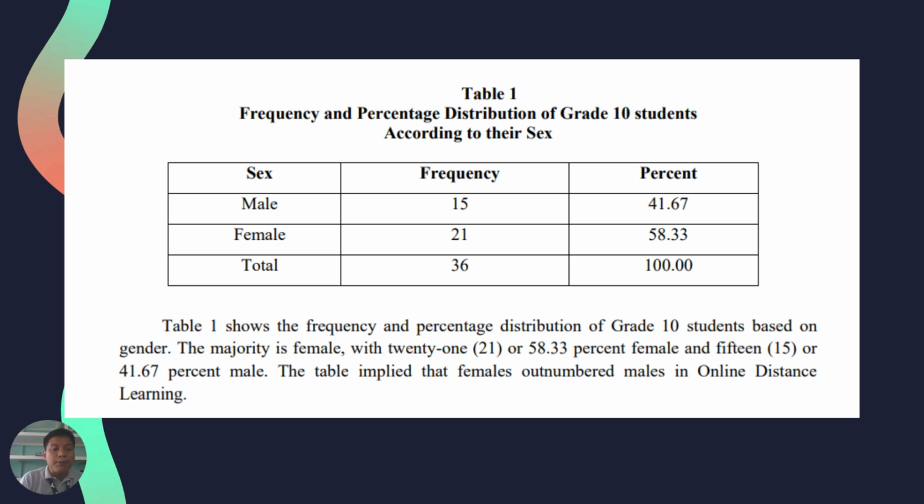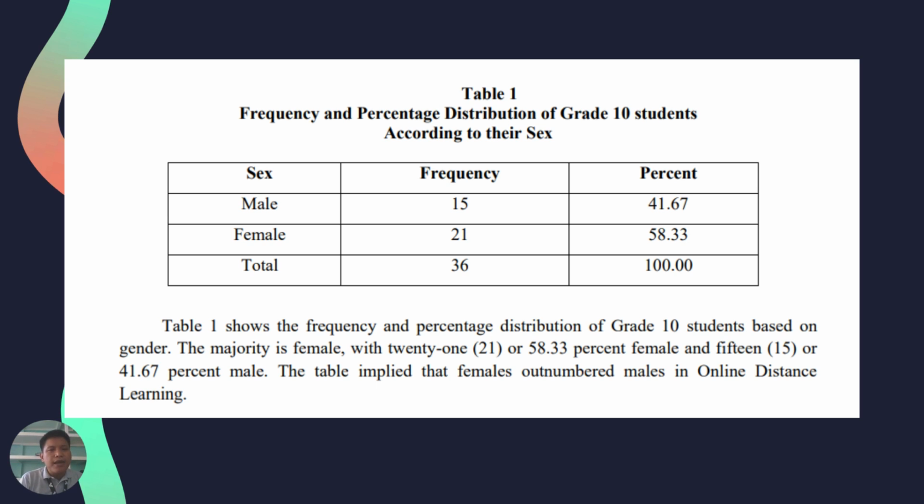Then based on this table, you need to interpret your data. Table 1 shows the frequency and the percentage distributions of the grade 10 students based on their sex. Again, correction, it's not gender but sex. The majority is female with 21 or 58.33%, and 15 or 41.67% male. The table implied that females outnumber males in online distance learning.